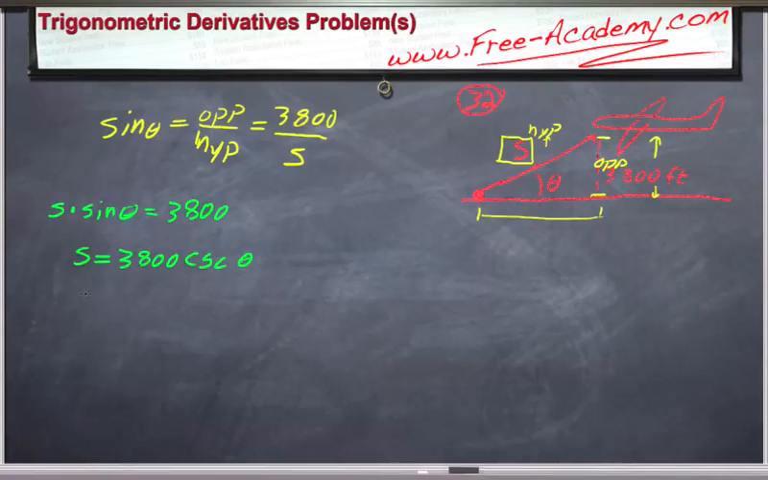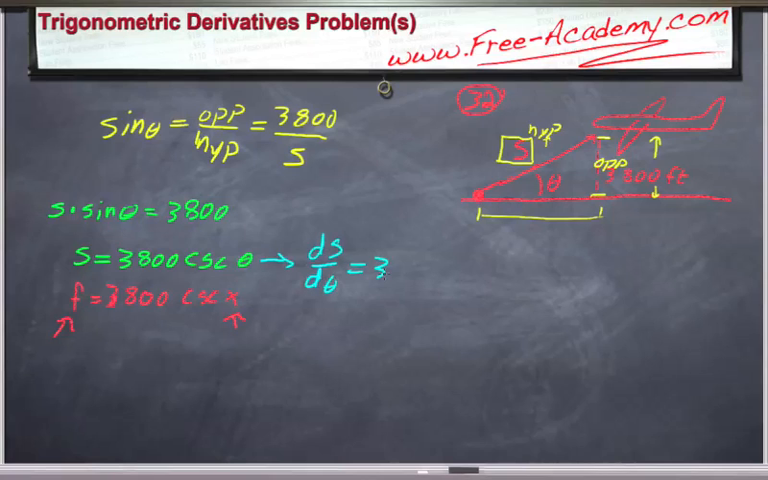Now it should be fairly explicit what we'll do next here, but just in case, let me rewrite this as f equals 3,800 cosecant of x. Now you have a function and you have a variable. So this is a situation where you can easily take the derivative. I'm going to proceed with the S and the theta because that's what's in our problem here, and we'll take the derivative of S with respect to theta.